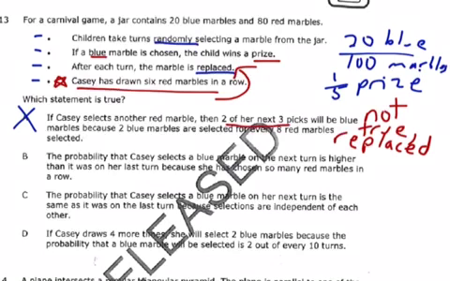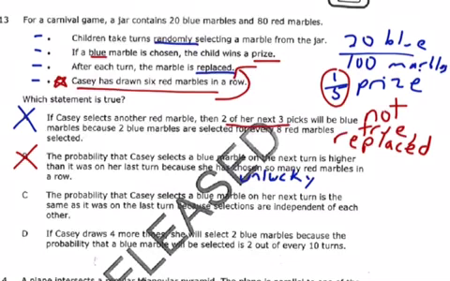A is not right. B, the probability that Casey selects a blue marble on the next turn is higher than it was on her last turn because she has chosen so many red marbles in a row. All right, that's just called luck, or unlucky in this case, because she wasn't winning 6 times in a row, even though 1 out of every 5 she should win according to the theoretical probability. So that has nothing to do with probability. That's just being unlucky. It doesn't change your probability. So that's not B. Let's read C.